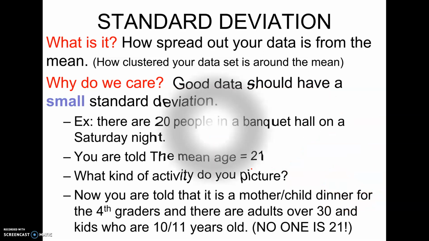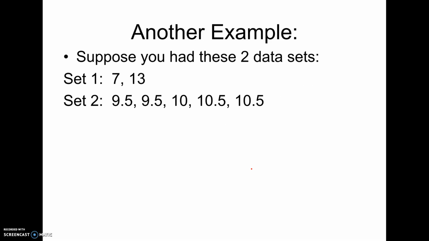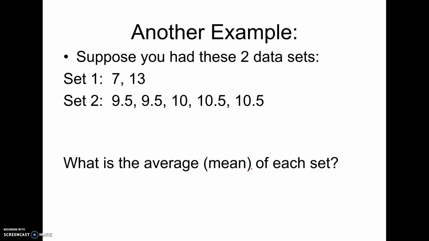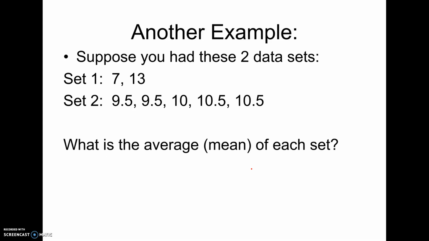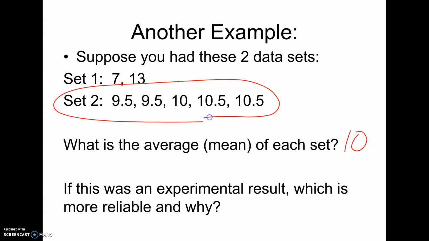So this is where standard deviation can help us. So let's take a look at some actual numbers. Let's say you had these two sets of numbers: 7 and 13, and then 9.5, 9.5, 10, 10.5, and 10.5. What is the average or mean of each set? Well, it turns out the mean of each of these sets is 10. But if you were asked to evaluate which one of these would be a more reliable result, I think everyone would agree set 2, for two reasons.